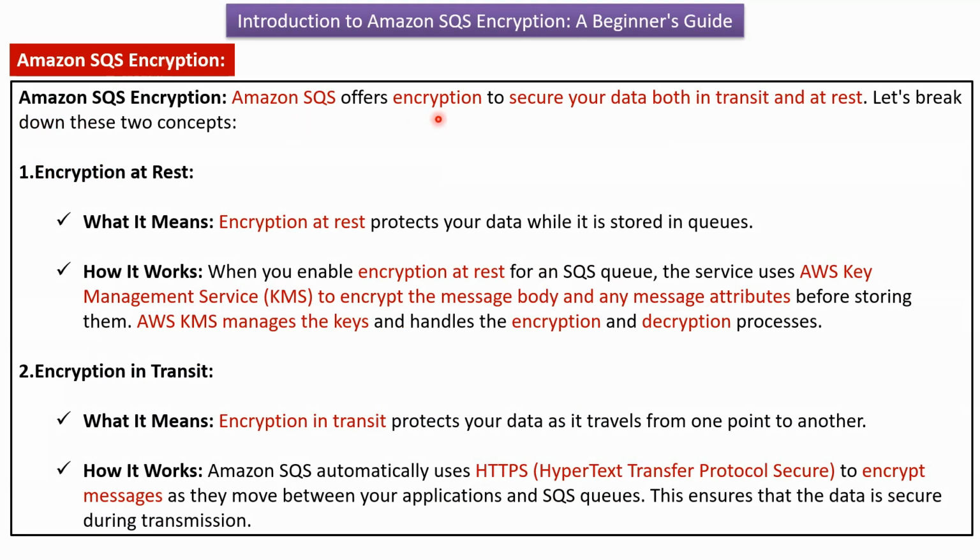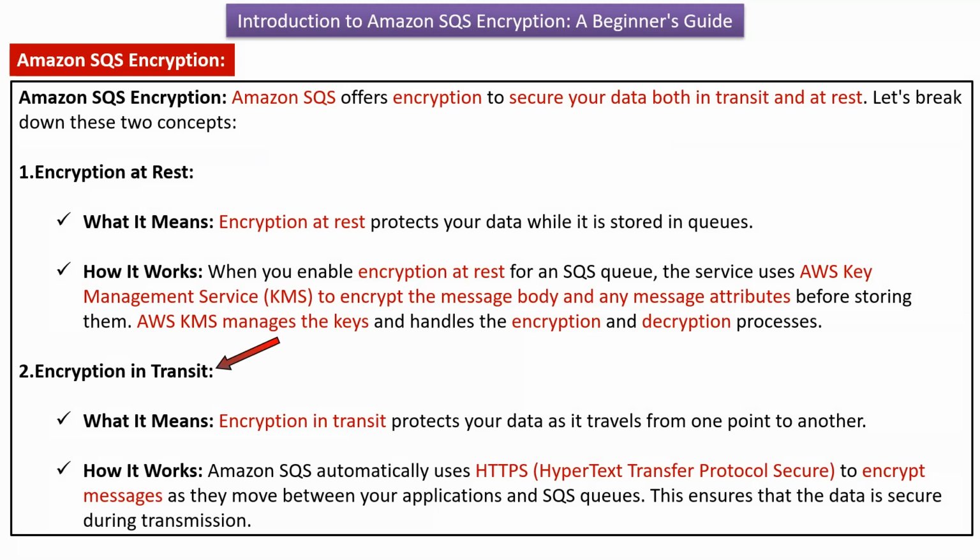Amazon SQS offers encryption to secure your data both in transit and at rest. First we will see encryption at rest. Encryption at rest protects your data while the data is stored in the queues. When you enable encryption at rest for an SQS queue, the service uses AWS Key Management Service to encrypt the message body and any message attributes before storing the messages. AWS KMS manages the keys and handles the encryption and decryption processes.